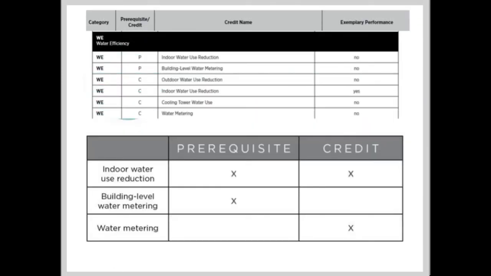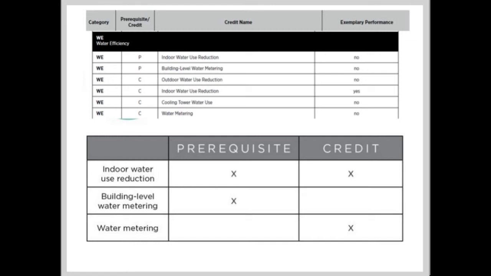There are 2 prerequisites under the water efficiency credit category: indoor water use reduction and building-level metering. The indoor water use prerequisite requires projects to establish a baseline, thereby marking a certain level of efficiency across all fixtures. The prerequisite, building-level water metering, allows buildings to understand and measure the biggest end uses.